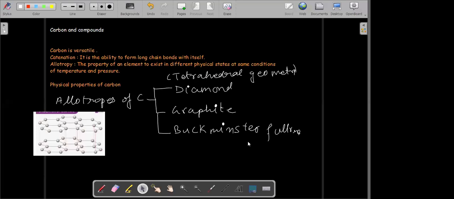So understood about these two allotropes. The versatility of carbon we have already discussed.